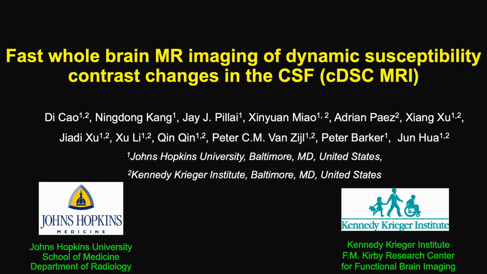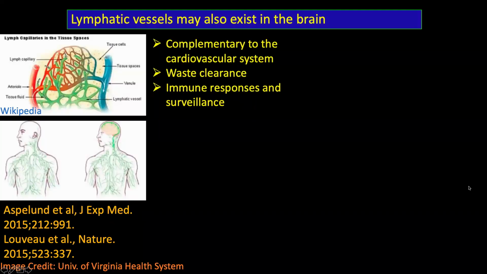I'm Dicao. The study is fast whole brain MRI imaging of dynamic susceptibility contrast changes in the CSF. Recently, a lymphatic system was found in the brain as a complement to the cardiovascular system. The main function of the lymphatic system is clearance of waste in the brain. And there are two key components of the lymphatic system in the brain.